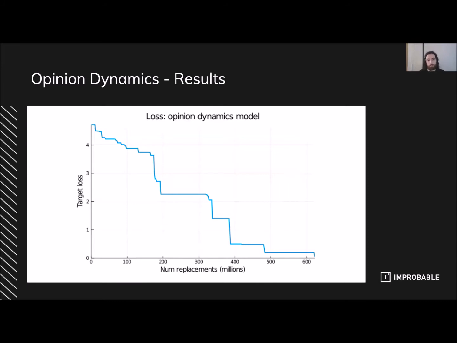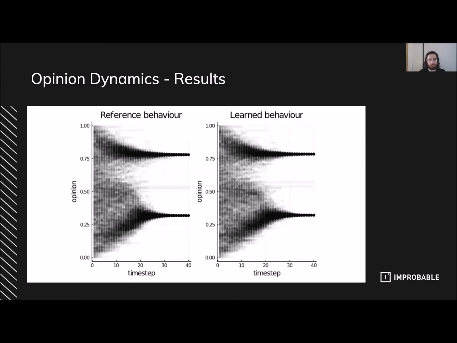Okay, so this is great. But it's kind of hard to interpret what this low loss means. So let's actually look at the output of running each model. On the left here, you can see output from the reference model. This is just all the opinions of the agents and how they change over the time steps. And you can see they form these nice clusters.